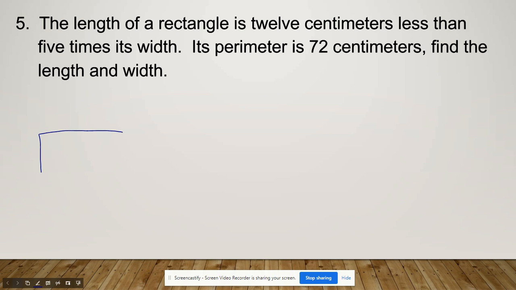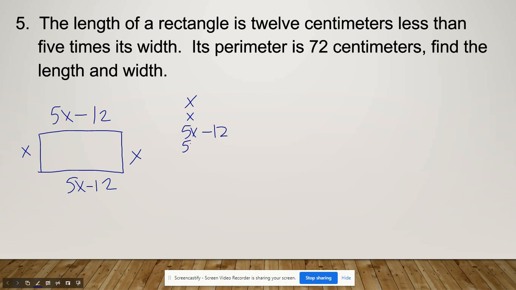So again, I have a rectangle, but it's not explicitly telling me what the length and width is. It's comparing the length to the width, but I don't know the width. So I'm going to make the width x. And the length is 12 centimeters less than 5 times the width. So that's 5x minus 12 and 5x minus 12. Add them all up. We get 5 and 5 is 10, plus 2 more x's makes 12x, minus 12 and 12 is 24, equals 72.